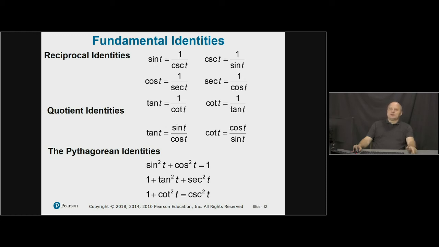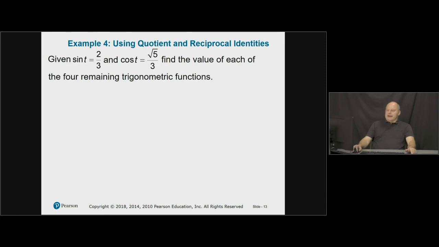The other ones that we'll talk about, if we need them on exams, I will provide them on the test for you. Okay? All right, so example 4, using the quotient and reciprocal identities. We're given that the sine of t is 2/3 and the cosine of t is square root of 5 over 3. And we're going to find the value of each of the 4 remaining trig functions.